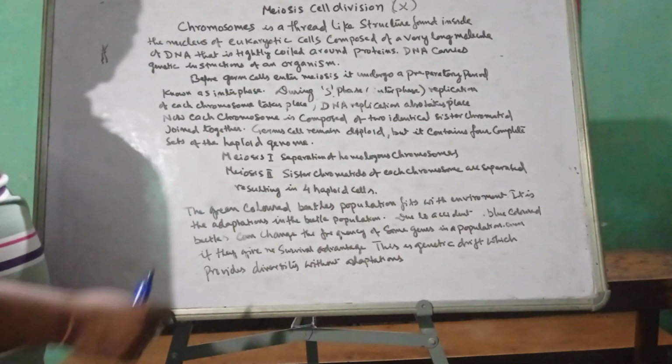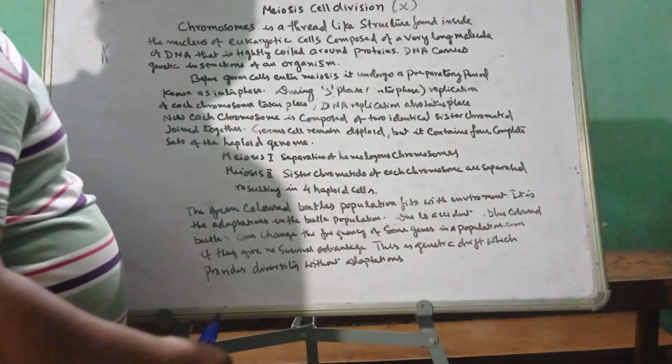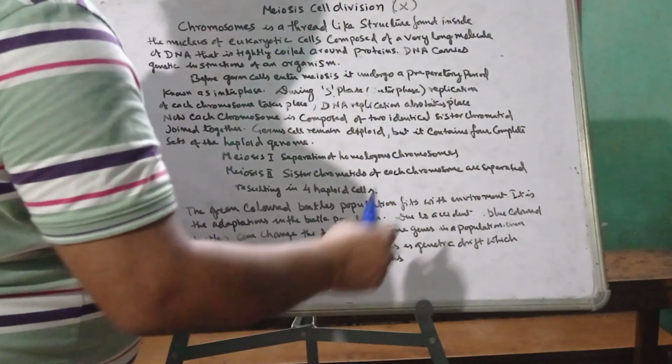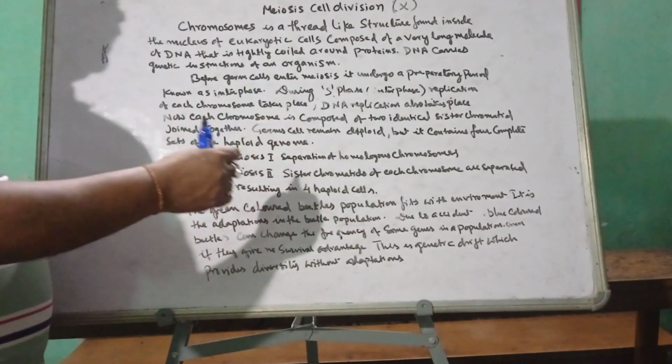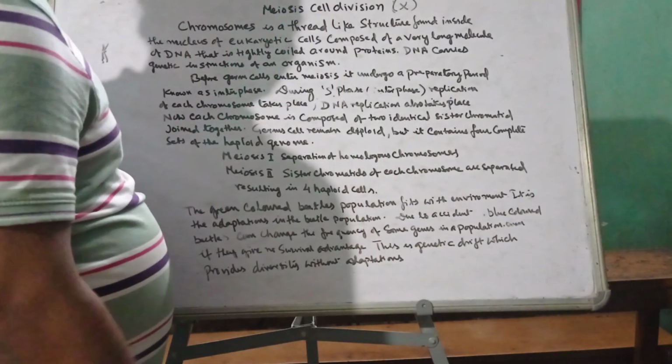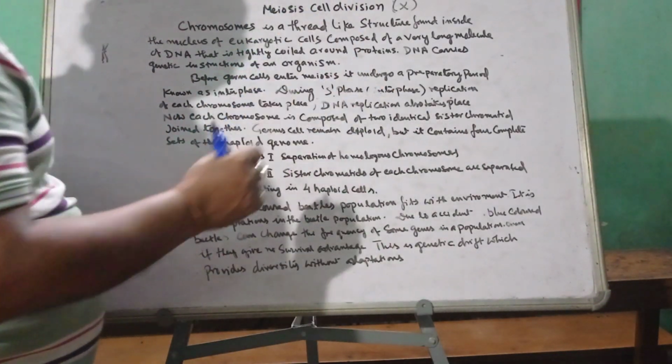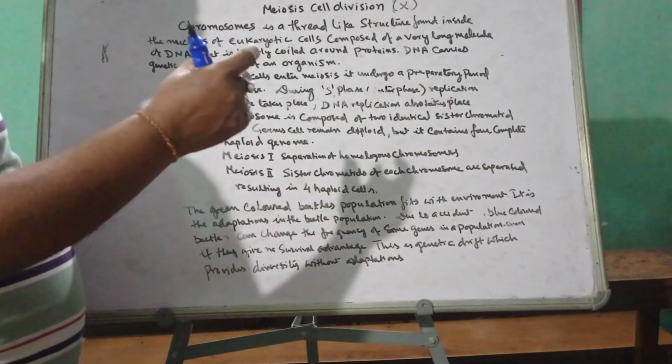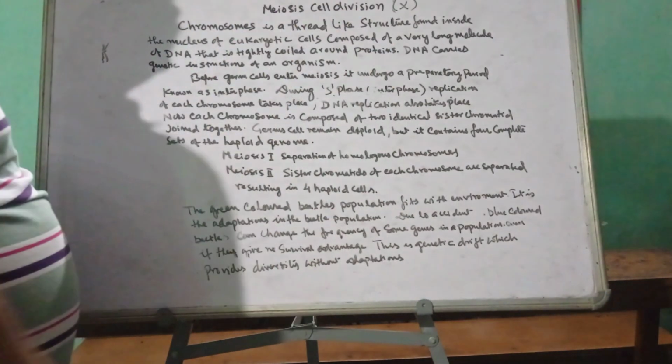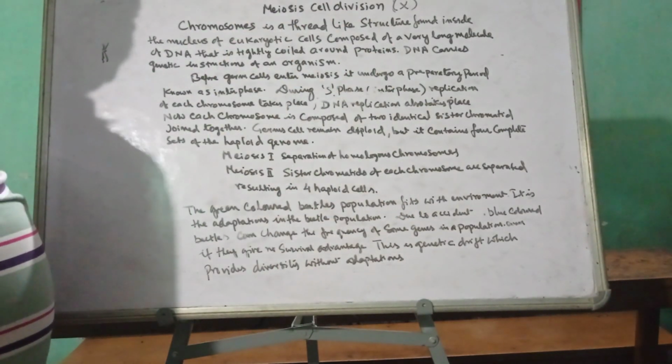That is for the male, it is the sperm. These are haploid cells, and for the female, it is the ovary. These are the haploid cells, and due to the fusion of the sperm and the ovum, the zygote is formed. Again, the diploid is maintained.